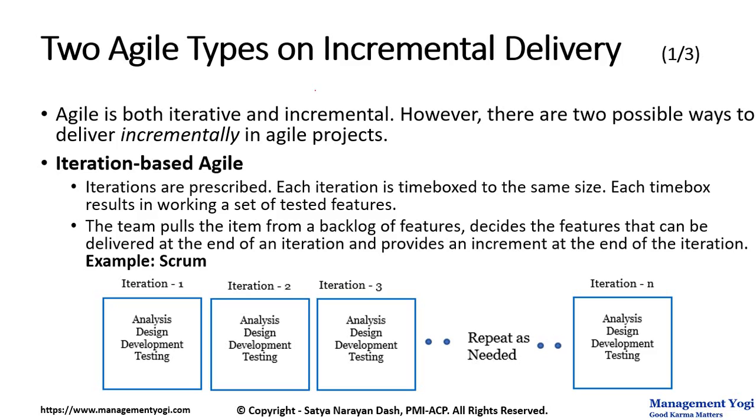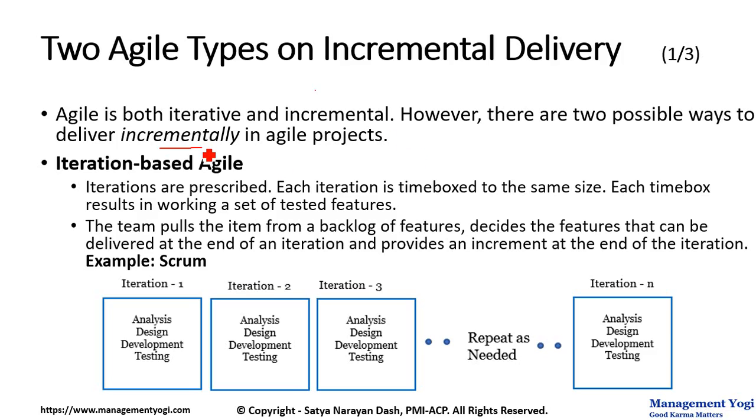Two Agile types based on incremental delivery. Agile, as we know, is both iterative and incremental. However, there are two possible ways to deliver incrementally in Agile projects. One is iteration-based Agile, another is flow-based Agile.